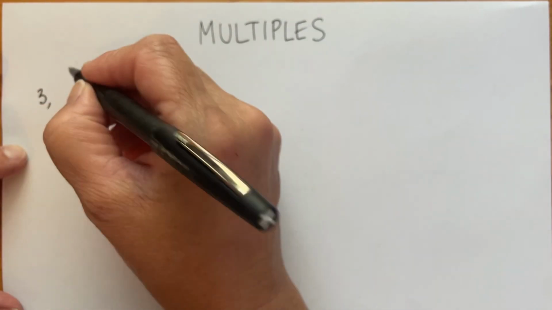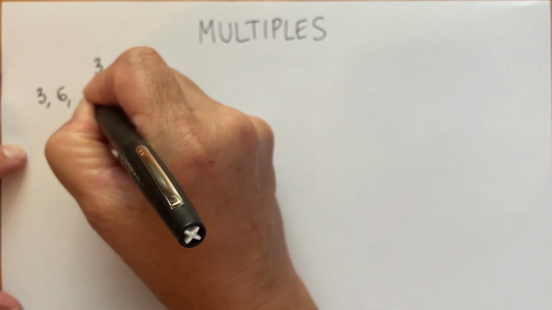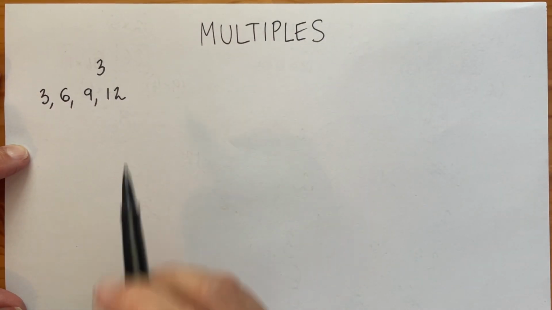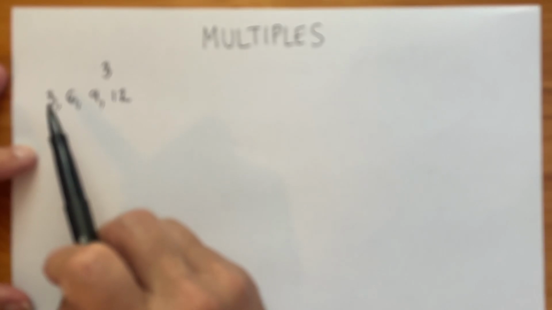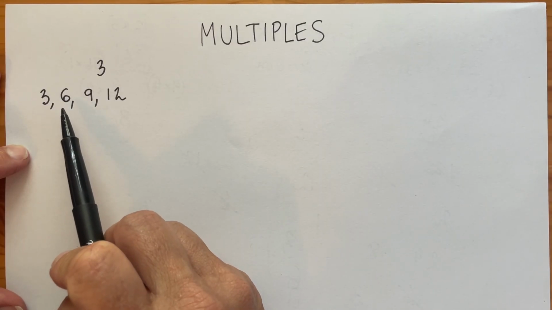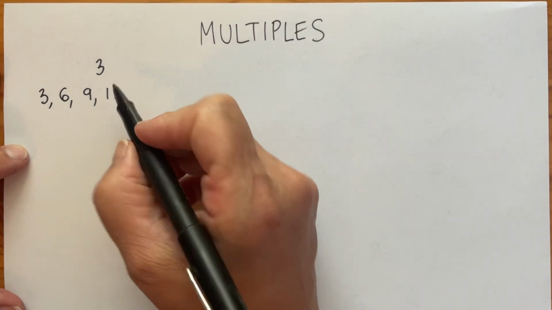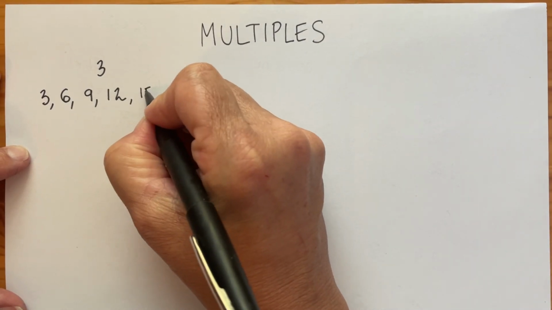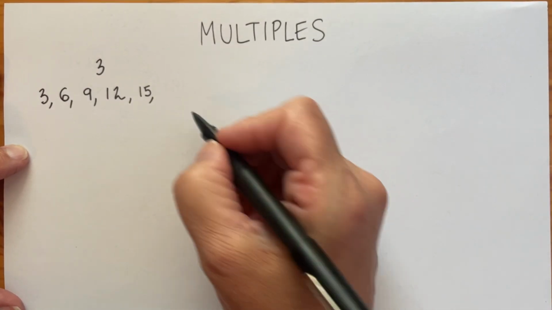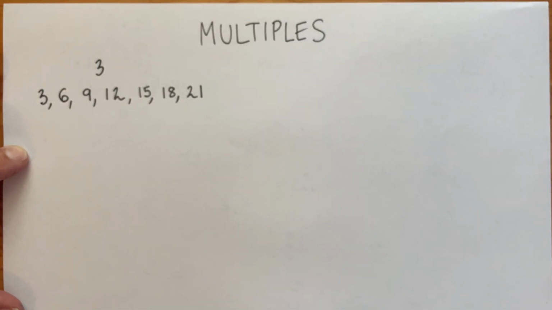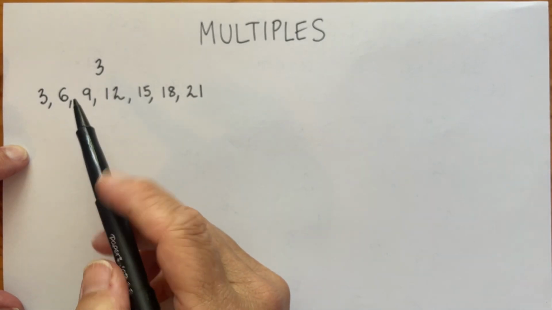So you would do 3, 6, 9, 12, because what a multiple is, well, it's 3 times 1 is 3, 3 times 2 is 6, 3 times 3 is 9, 3 times 4 is 12, 3 times 5 is 15, 3 times 6 is 18, 3 times 7 is 21, and so on, right? So those are the multiples of 3.